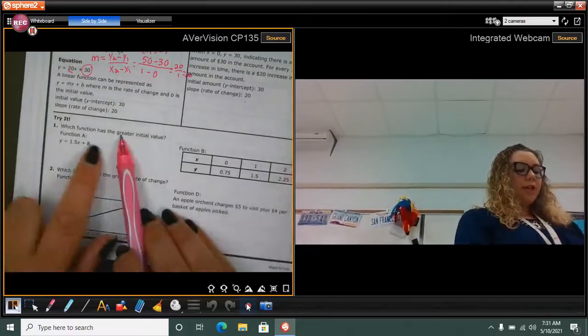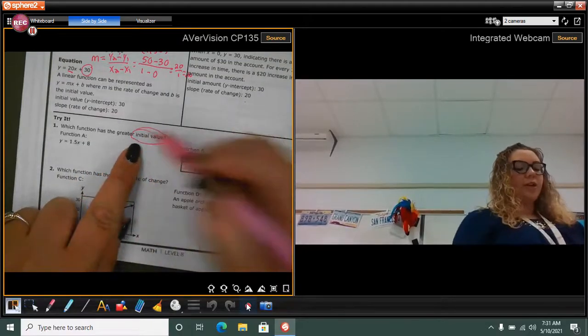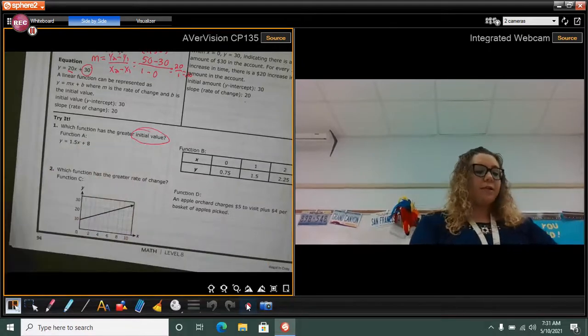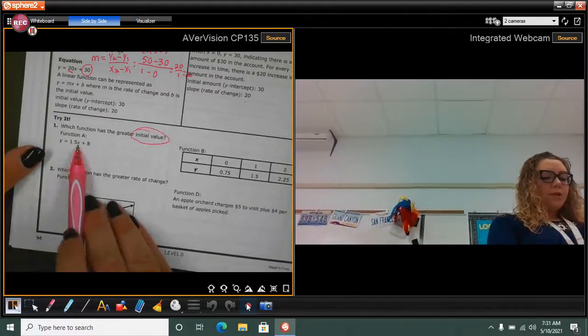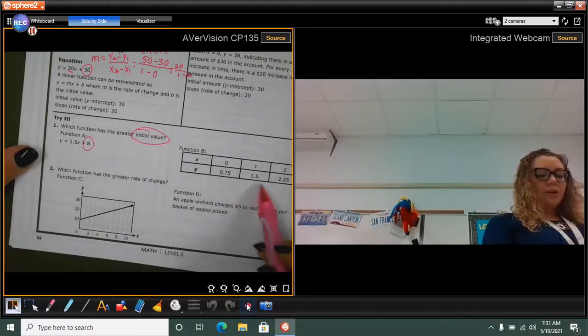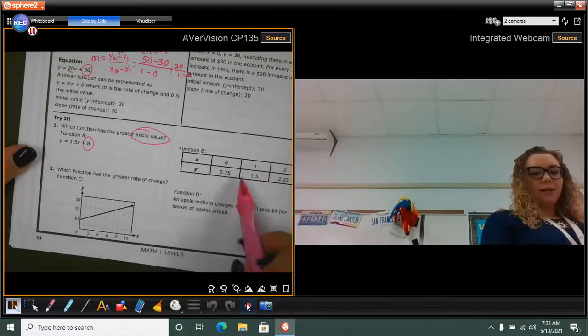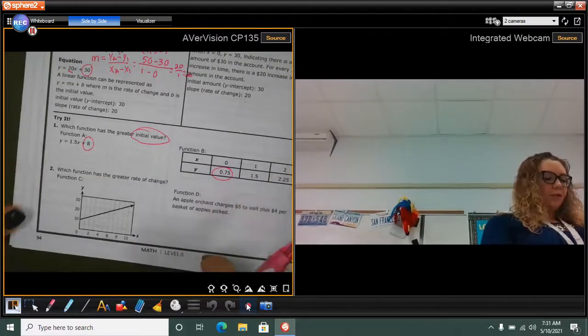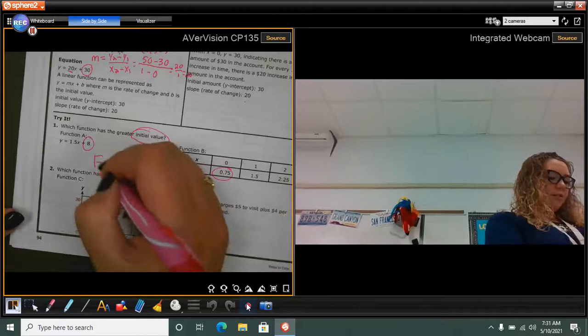So which function has the greatest initial value? Initial value is a keyword for what? For y-intercept. So over here, what is my y-intercept? 8. Over here, when x equals 0, right here, my y-intercept is 0.75. Which one has the greater? Function A.